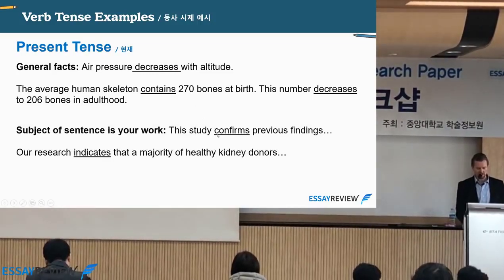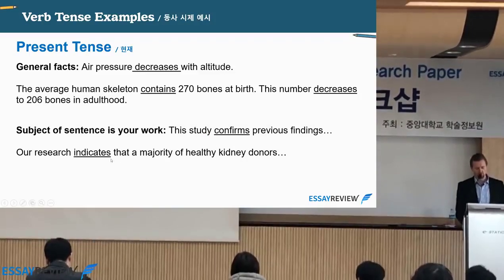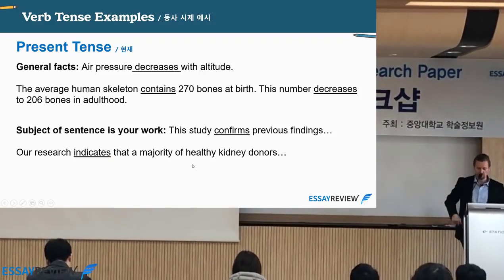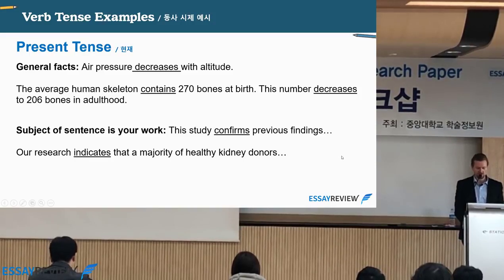"Our research indicates." This is probably the hardest rule to keep in mind when you're writing, but you can use these guidelines and other ones on the internet to check your work before you give it to an editor. It's going to help a lot in case the editor misses something, or just so you understand what you've written, the quality of your writing.